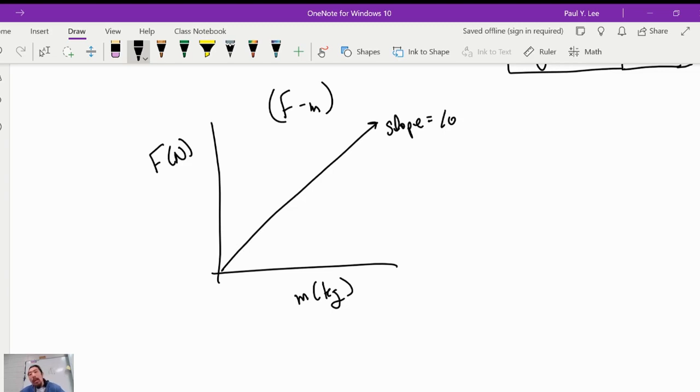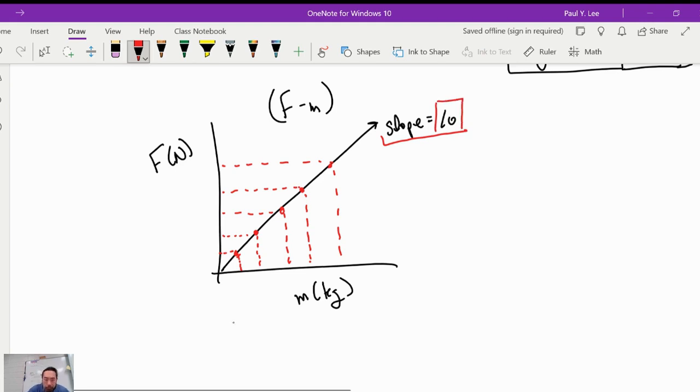So let's break this down. How do we get this? Well, what this shows us is that no matter what your mass is, your force or your weight will adjust accordingly. And when I say accordingly, we're talking about a ratio here. You see these dots I'm drawing; those are the different masses that you put on this scale, right? So no matter what your mass is, the weight of the object will adjust accordingly, and there's a special ratio for that. And that ratio and that number is that slope, that 10.